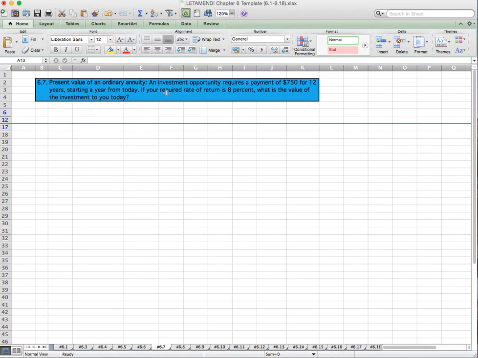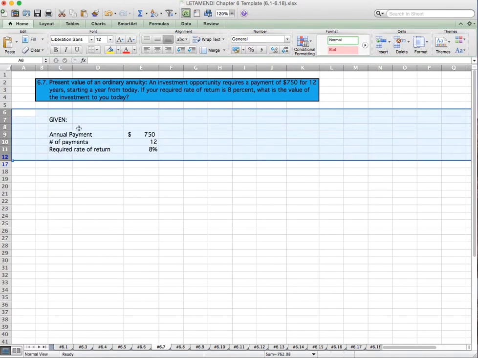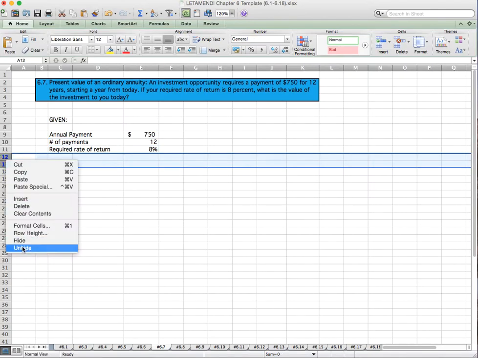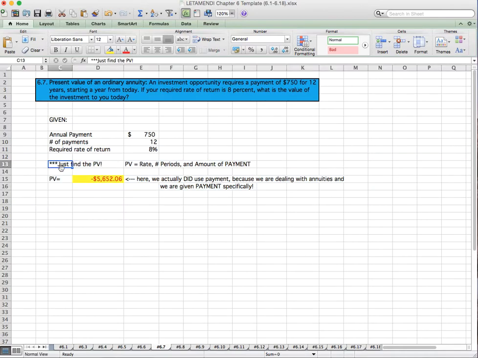An investment opportunity requires a payment of $750 for 12 years, starting a year from today. If your required rate of return is 8%, what is the value of the investment to you today? So given is we have annual payments of $750, the number of payments is 12, and required rate of return is 8%. So all we need to do is just find the PV, the present value, and we know that the present value equals the rate, comma, number of periods, comma, and the amount of the payment.